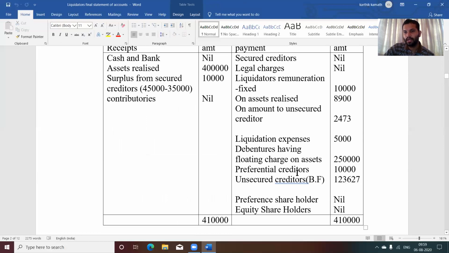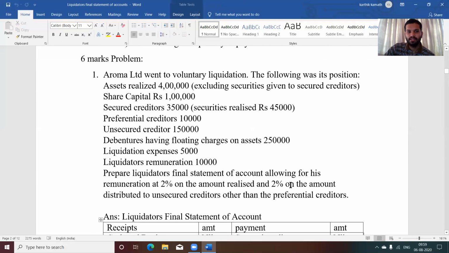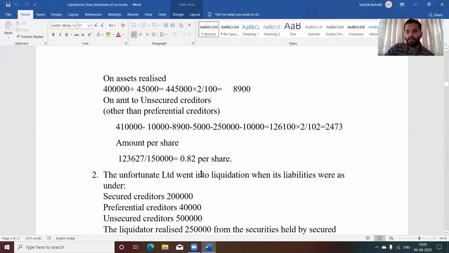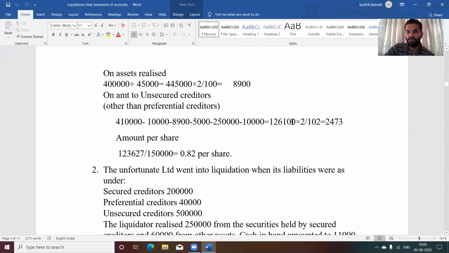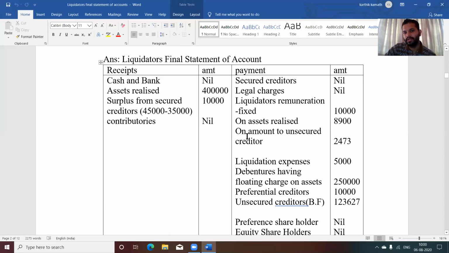After doing all the adjustments, you will get unsecured creditor as a balancing figure. So 1,26,100 into 2 by 102. Why here 2 by 102? I will tell you. First, you see the unsecured creditor given in the problem, that is 1,50,000. Now you have got the amount 1,26,100, which is less than the original amount. So you do not have sufficient amount to pay off the unsecured creditor. In that case, as a rule, it is 2 by 102. So amount available into percentage of commission divided by 100 plus percentage of commission. In that case, 2,473 will be the amount to unsecured creditor as liquidator's remuneration.